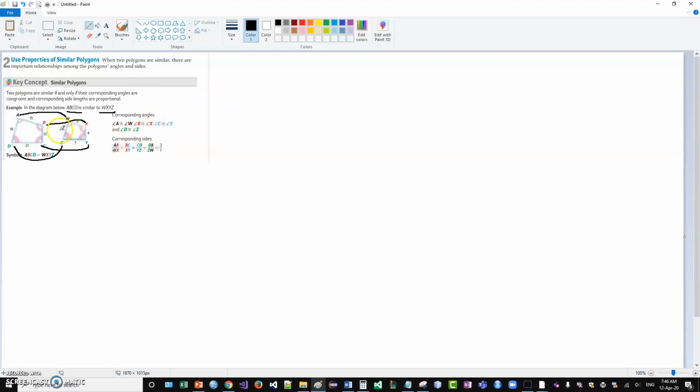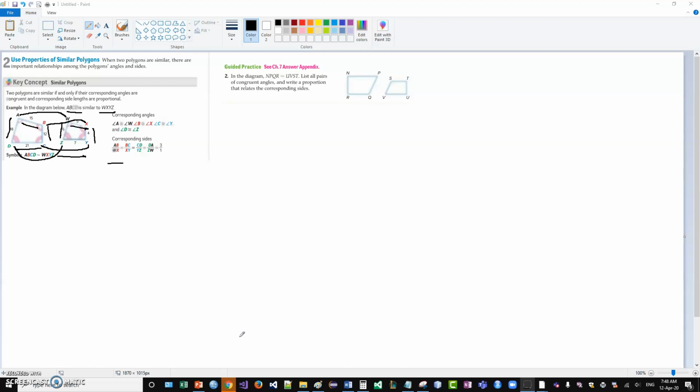So if you divide any two corresponding sides, you get the same ratio. So AB over WX is the same as dividing BC by XY, is the same as dividing CD by YZ, is the same as dividing AD by WZ. Alright, let's look at an example.